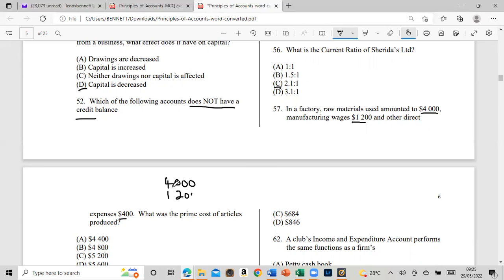So we need to add that also. And it says direct expenses amount to $400. So we add the 400. And then we break it. So this is our 600. And 4 plus 1, that's 5. All right, so that would be D, 5,600.